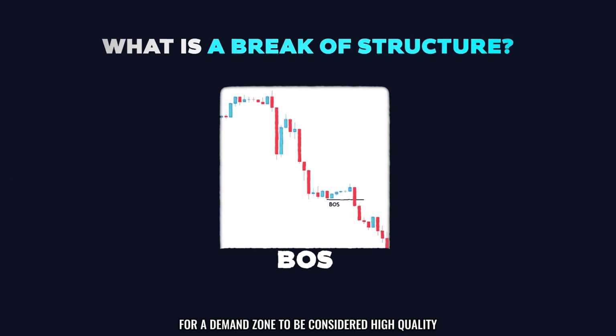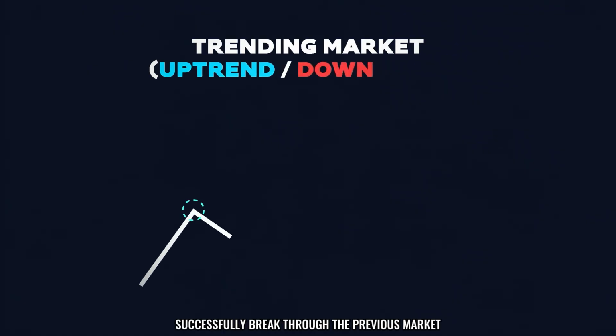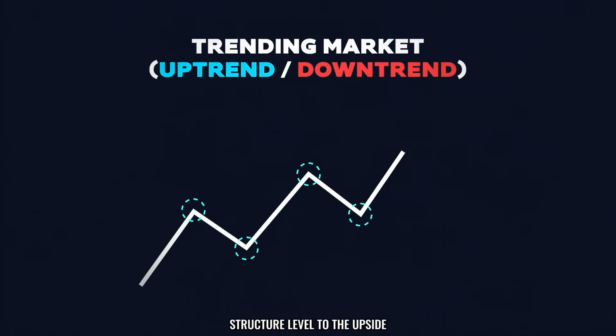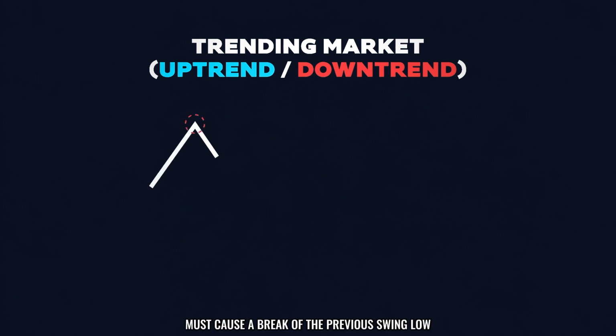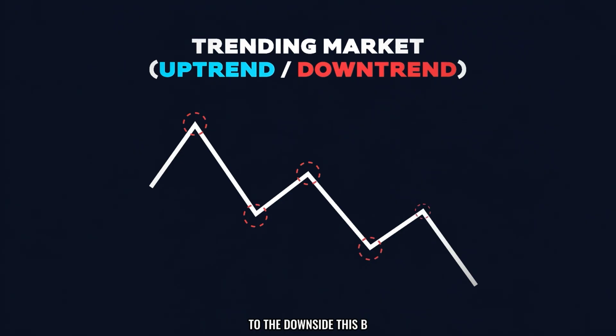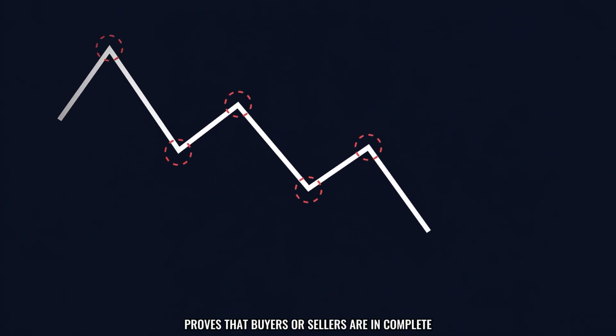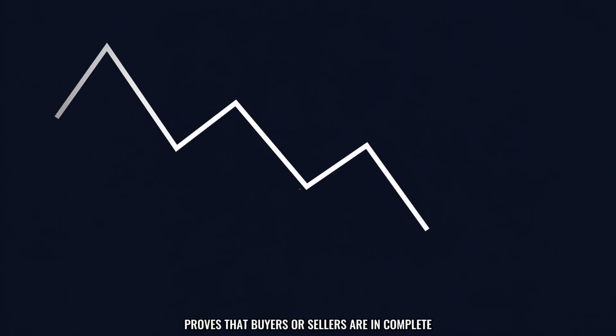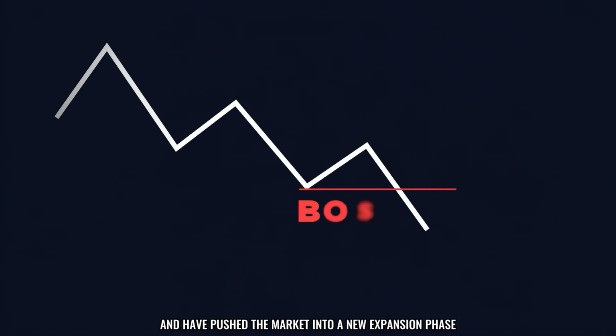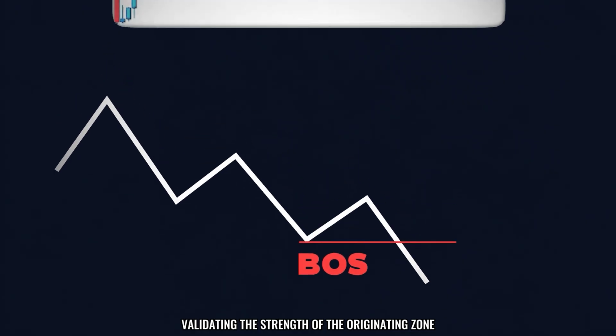For a demand zone to be considered high quality, the aggressive push originating from it must successfully break through the previous market structure level to the upside. In a bearish scenario, the supply zone must cause a break of the previous swing low to the downside. This BOS proves that buyers or sellers are in complete control of the momentum and have pushed the market into a new expansion phase, validating the strength of the originating zone.